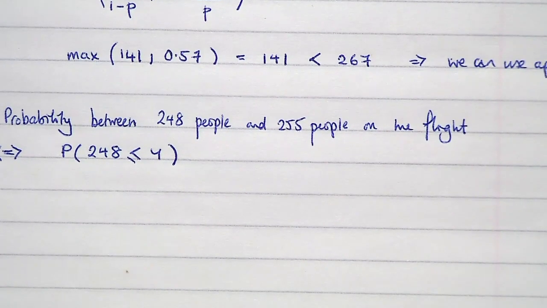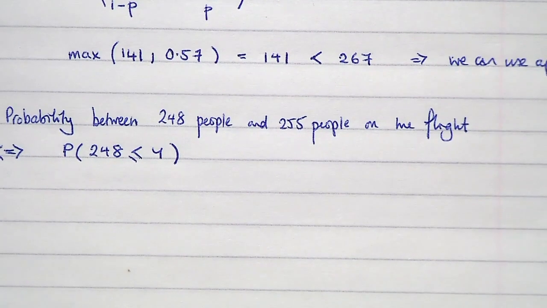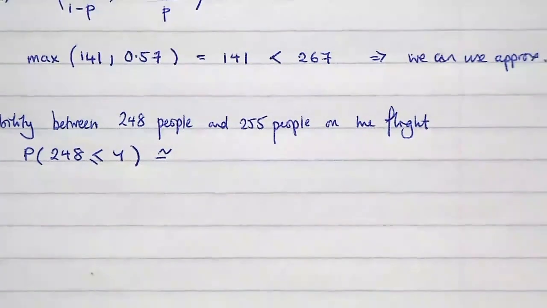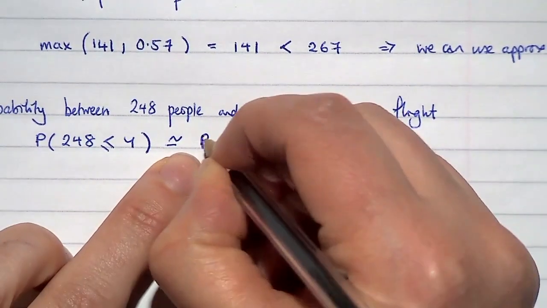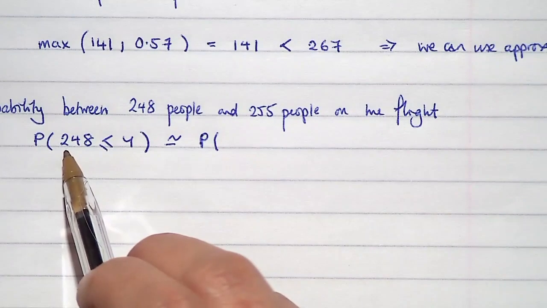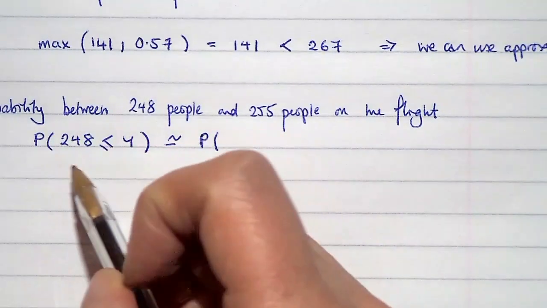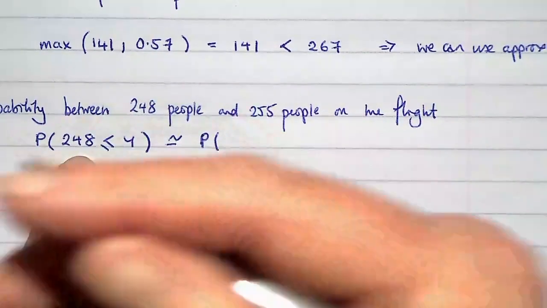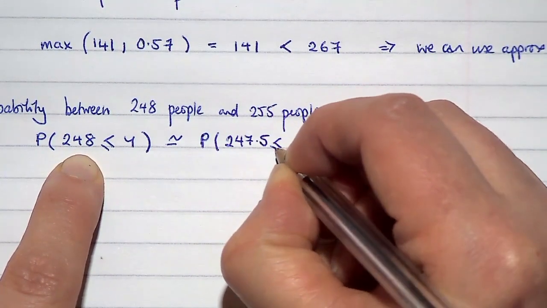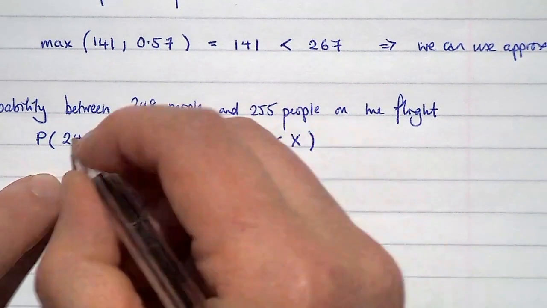Okay, so the first thing I need to do in order to use the normal approximation is to do a continuity correction. So this probability is approximately equal to the probability. Now I need to go back 0.5 from 258 so that when I round my normal random variable, its minimum value is this to the nearest person. Okay, so this is my continuity correction.